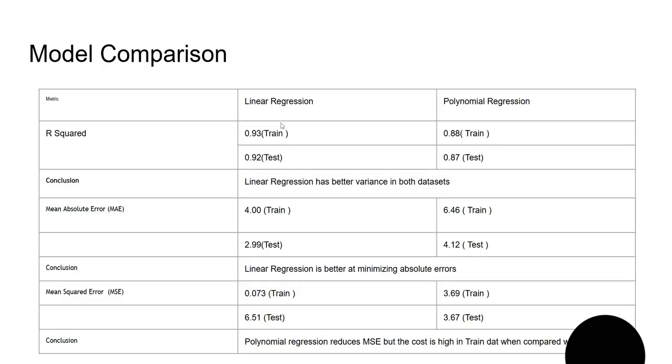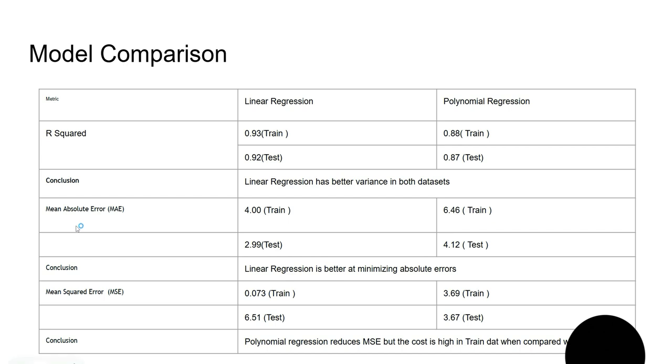And coming to the model comparison, considering the first metric, which is R squared, we have got 0.93 from our trained data and 0.92 from our test data. Similarly, for the polynomial regression, we have got 0.88 from our trained data and 0.87 for test data. So it's clear from a conclusion perspective that, considering the R squared, linear regression has a better variance in both the data sets.